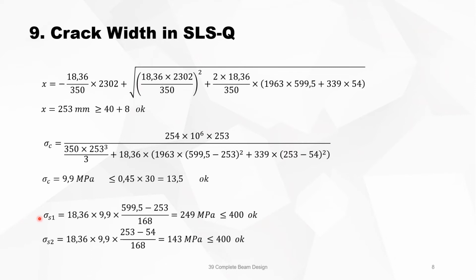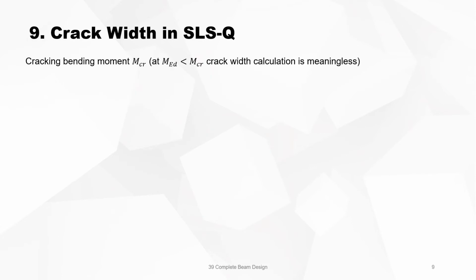The steel stress in SLSQ on the tension side is 250 megapascal, which is okay, and on the compression side it's 143 megapascal, which is smaller than 0.8 fck. Then we look if the beam is cracked, so we need the cracking bending moment.